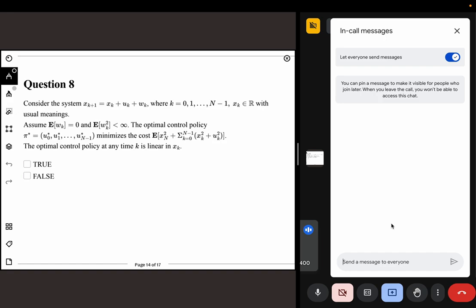Okay, now we will solve. Before even solving, this is the standard formulation that we are taking. I just replaced the plus with minus. Let's say it is a zero mean thing, so plus or minus is not going to affect that much. Assume that this is zero mean and has a finite variance. The optimal control policy is given by this particular expression. So the question now is: the optimal control policy, at any time k, is linear in xk. Is this statement true or false?